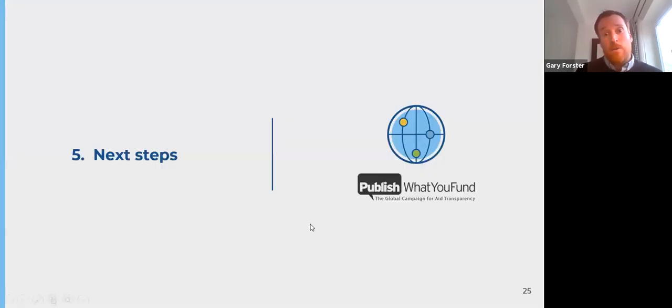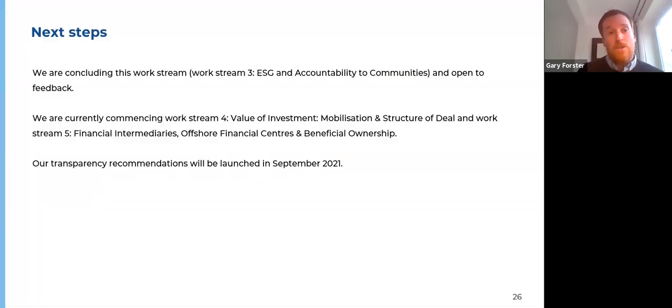In terms of next steps for the project, we are currently concluding this work stream and we are open to feedback. Hopefully we'll receive some in a moment, but also please feel free to follow up with emails or by contacting our team. We're currently commencing work stream 4, which is on the value of the investment, and work stream 5 will be starting very soon as well, on financial intermediaries, offshore financial centres and beneficial ownership. And then finally, just a reminder, our transparency recommendations will be launched in September 2021.